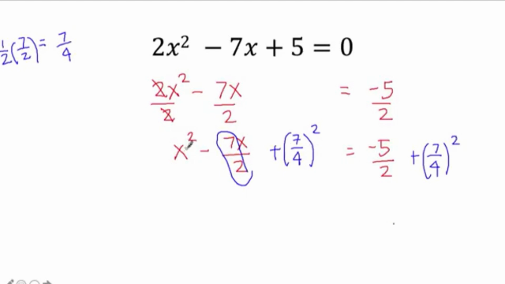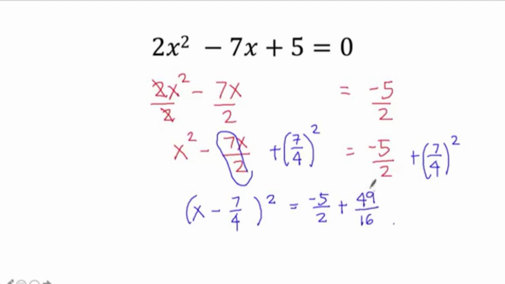Now the next step is to factor this perfect square trinomial into a square of a binomial. And we know that the first term is the square root of x squared, so we have x. The sign is this minus, and the other one is the square root of 7 over 4 squared, which is 7 over 4. And then at the right side, we have negative 5 over 2 plus 7 squared is 49 over 16. And then let's compute this part.